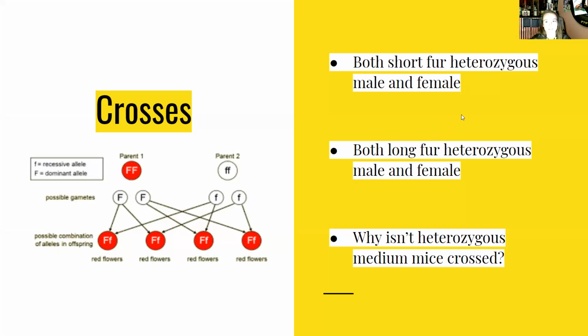So here's a couple of the crosses that I did. The first one was both short fur heterozygous male and female mice, as well as both long fur heterozygous male and female mice. If you're wondering why there isn't a both medium fur heterozygous male and female cross, it is because a medium heterozygous mouse simply doesn't exist. The only way you'll have a medium fur mouse is if you have a double O allele, and we'll see that in a second.